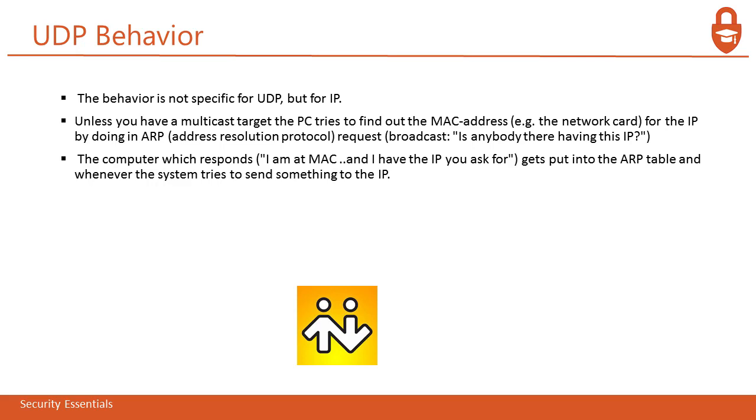So it will send a packet asking if anybody has a certain IP address on that particular system, and if anyone on that system responds that I am at a certain MAC address, it'll give its MAC address, then it'll give the IP. So that gets put in the ARP table, and the next time the system tries to send something to the IP, UDP will work by directly forwarding to a particular system, which is maintained in its ARP table.